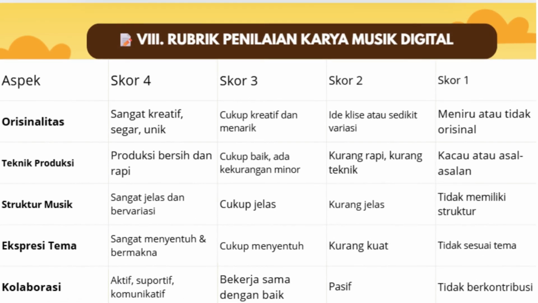Assessment rubric for digital musical works. Aspect: score 4, score 3, score 2, score 1. Originality: very creative, fresh, unique; quite creative and interesting; clichéd ideas or little variation; copycat or unoriginal.